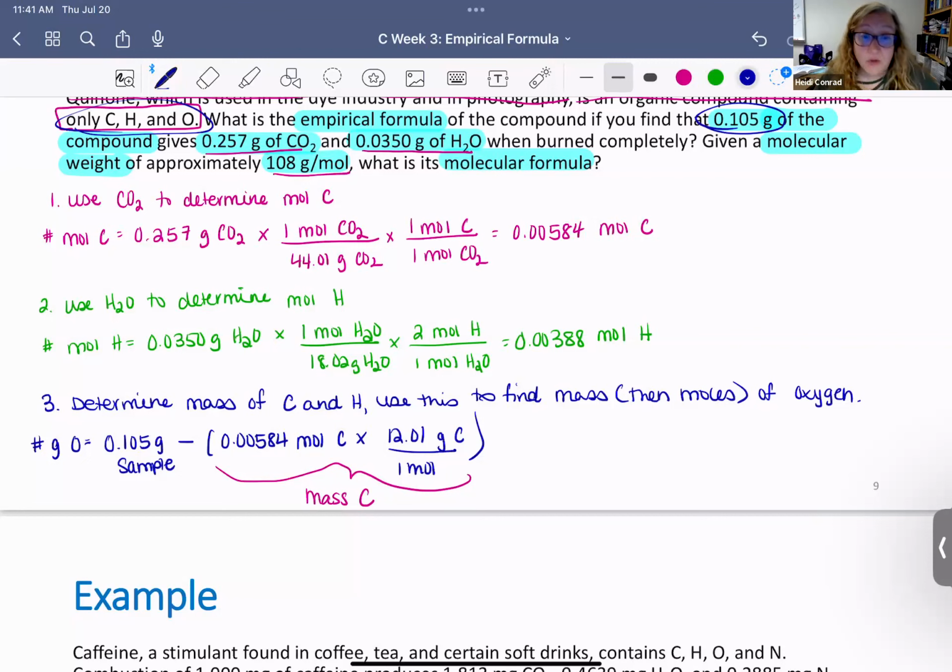Okay, so I've got the moles of carbon. Now I'm going to do the exact same thing for the grams of hydrogen. So minus 0.00, what is it? 0.00388 moles of hydrogen times 1.008 grams of hydrogen to 1 mole of hydrogen. I'm running out of room. And I don't think I have the right answer written down. So 1 second, I'll actually write this down somewhere.